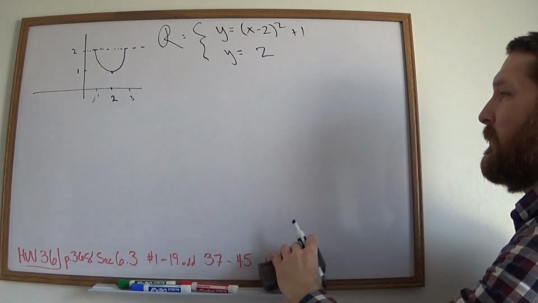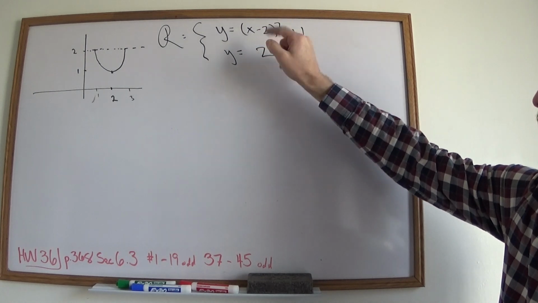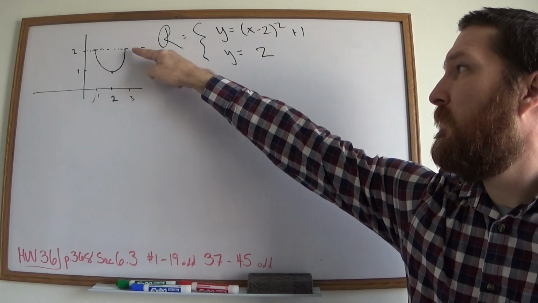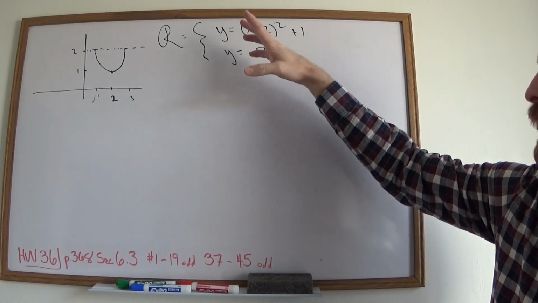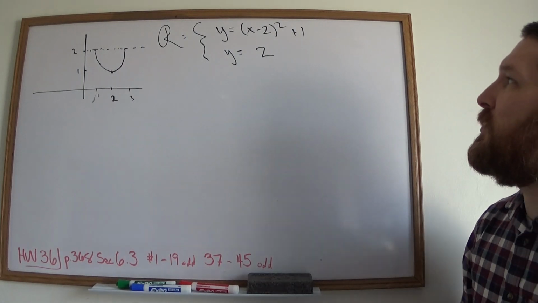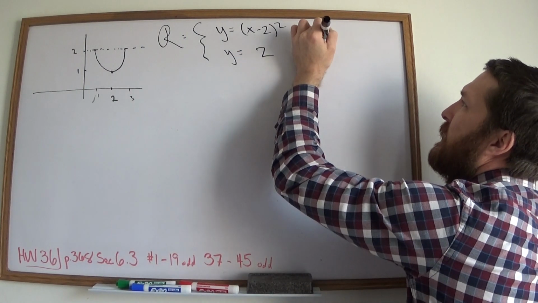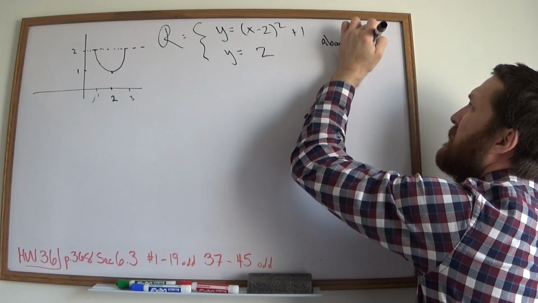Okay, and now I'm going to double check that. Plug in a 3. 3 minus 2 is 1, squared is 1, plus 1 gives you 2. 1 minus 2 is -1, squared is 1, plus 1 is 2. We're good. Okay, so now take that region and revolve it about the y-axis.